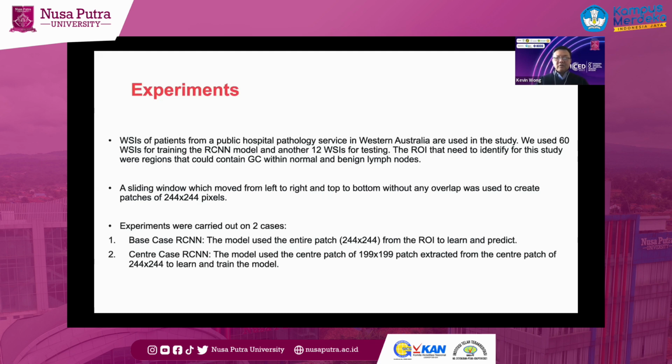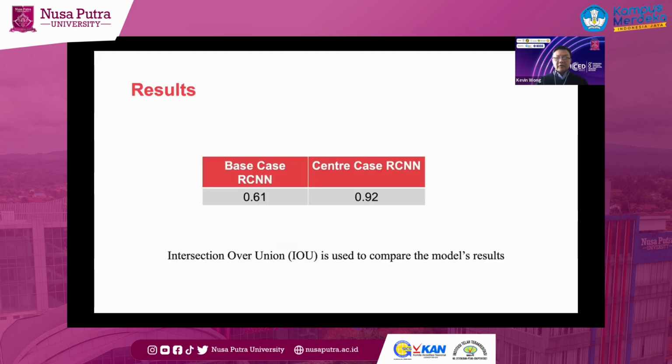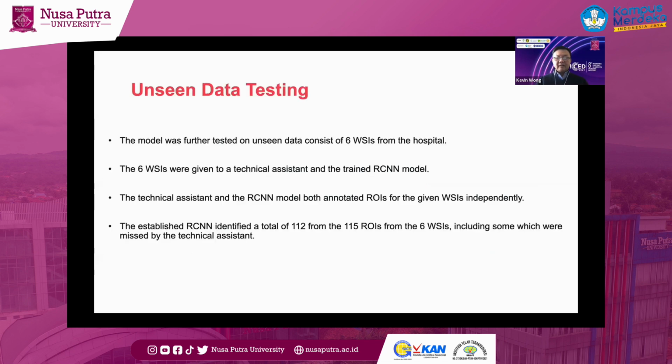We more or less want to do some kind of experiment to see which direction we should go. So from the first experiment, we built some RCNNs, and we realized that true enough, if we go like what the human has done using the center case, the IOU is actually higher. So in that case, we decided that we should use the center case RCNN to build the region of interest to identify the GC such that the pathologist can then examine whether it's a benign or non-benign lymph node.